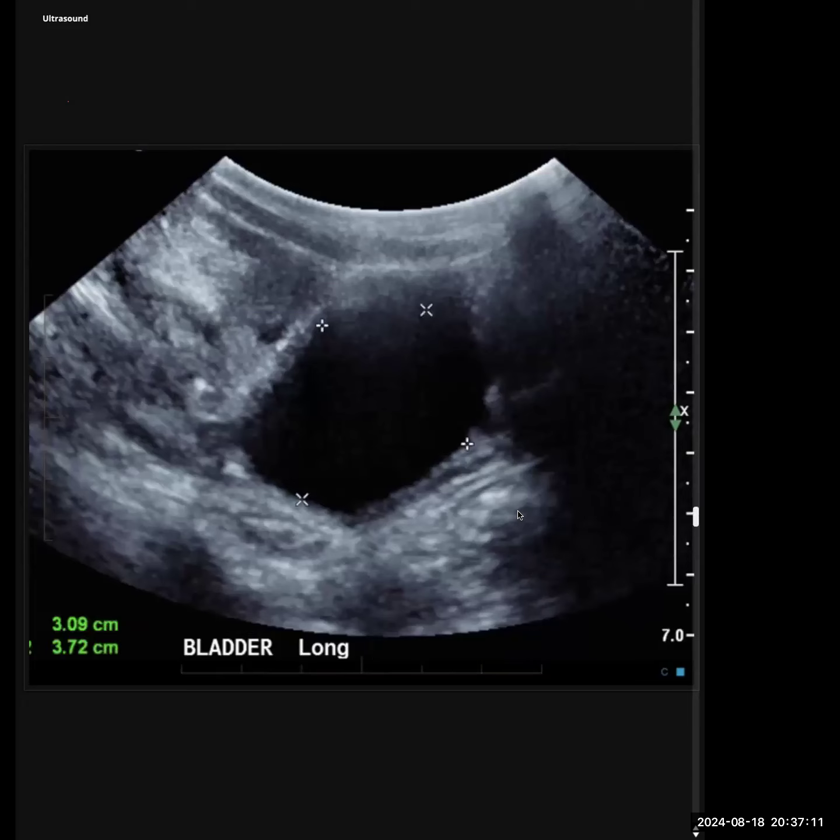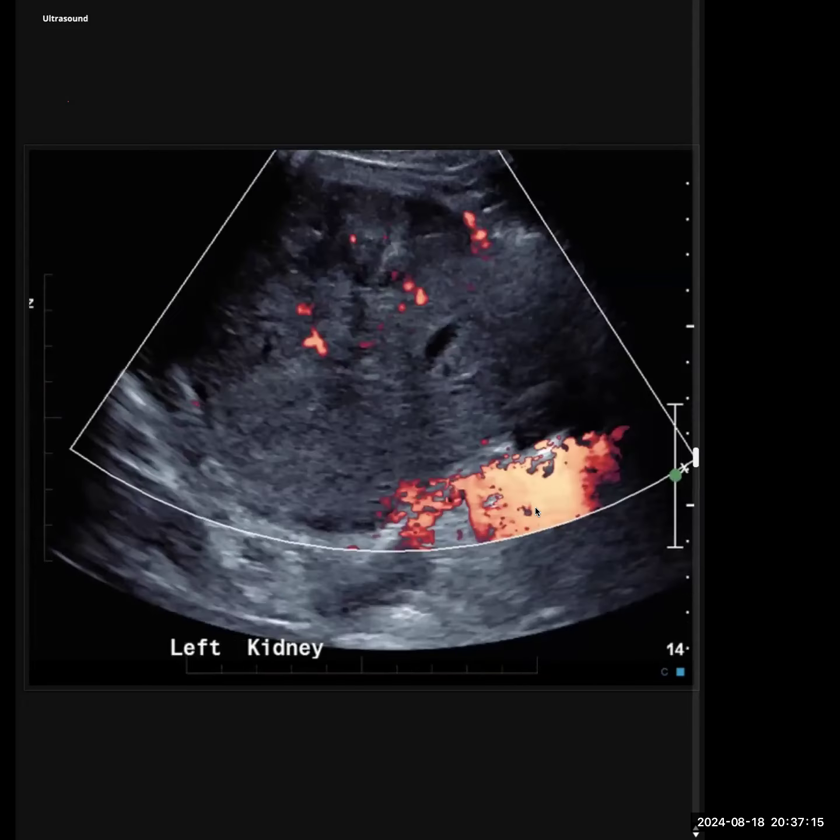The bladder appears normal. Yeah, go ahead, sorry.